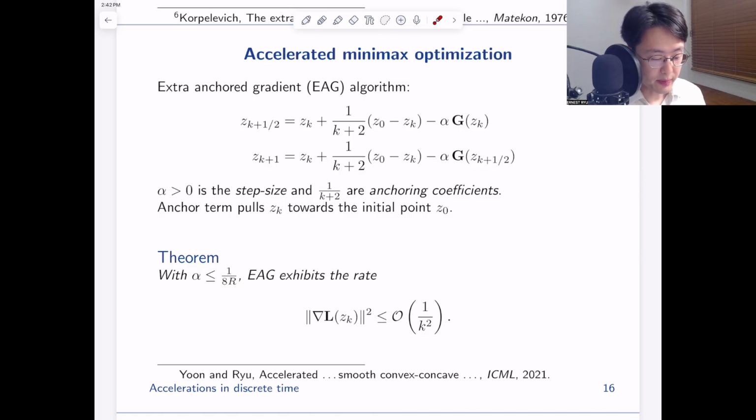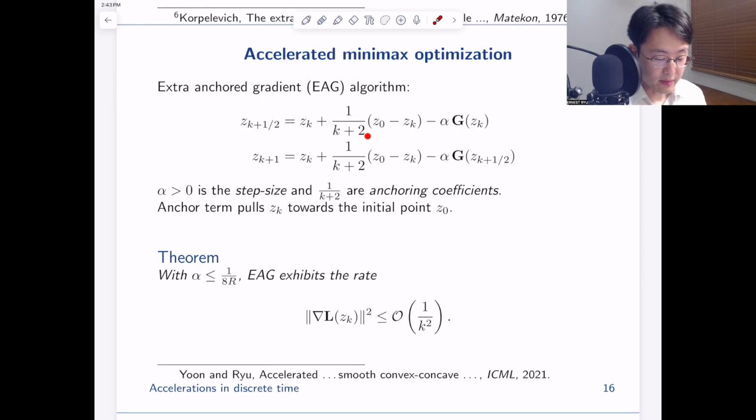The algorithm looks like this, and let's read through it. Starting at position zk, we evaluate the g operator, we move in the negative g direction, and then we apply this term. This term is something that I refer to as the anchor term, and we've seen something similar in the OC-Halpern algorithm as well. This term serves to pull the iterates back towards the starting point, the initial point z0, by a certain amount. The strength of the anchor is given by this anchor coefficient 1 over k plus 2, and this diminishes as the iteration progresses.